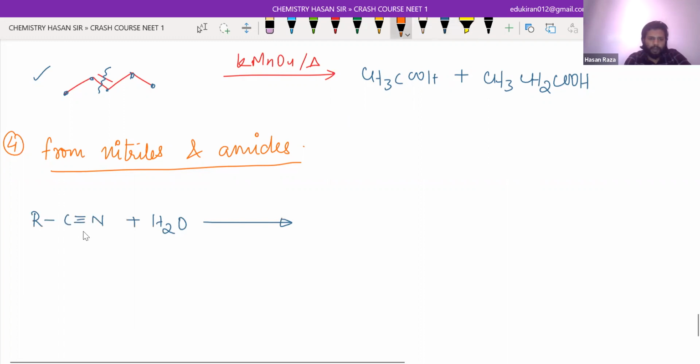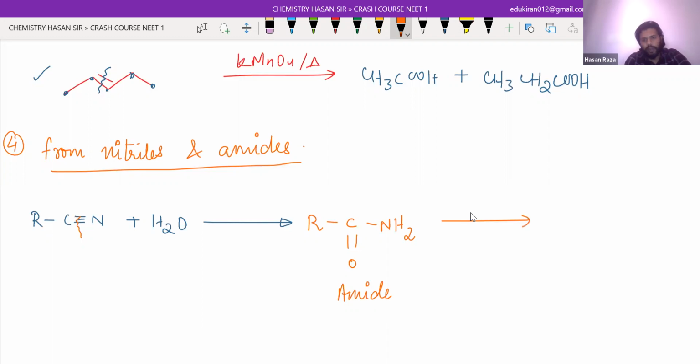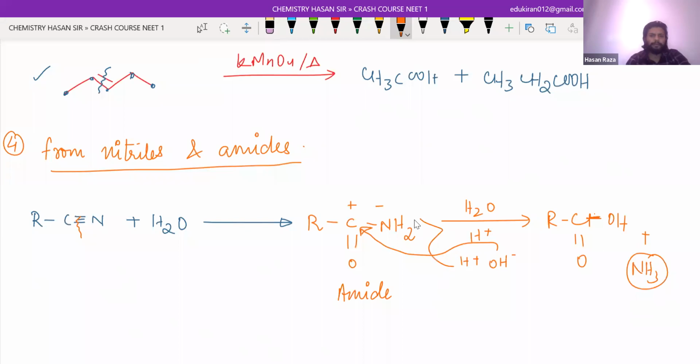The bond between these two will be broken, and this will form RC double bond O, and here it will form NH2. So this becomes amide, and after getting amides, you are going to do the hydrolysis in the presence of acid. So what will happen? There is H plus and OH minus. You know that this is plus, this is minus. So this negative will go here, and it will become RC double bond O and OH, carboxylic acid. And the rest part is byproduct NH3. So it's very easy.